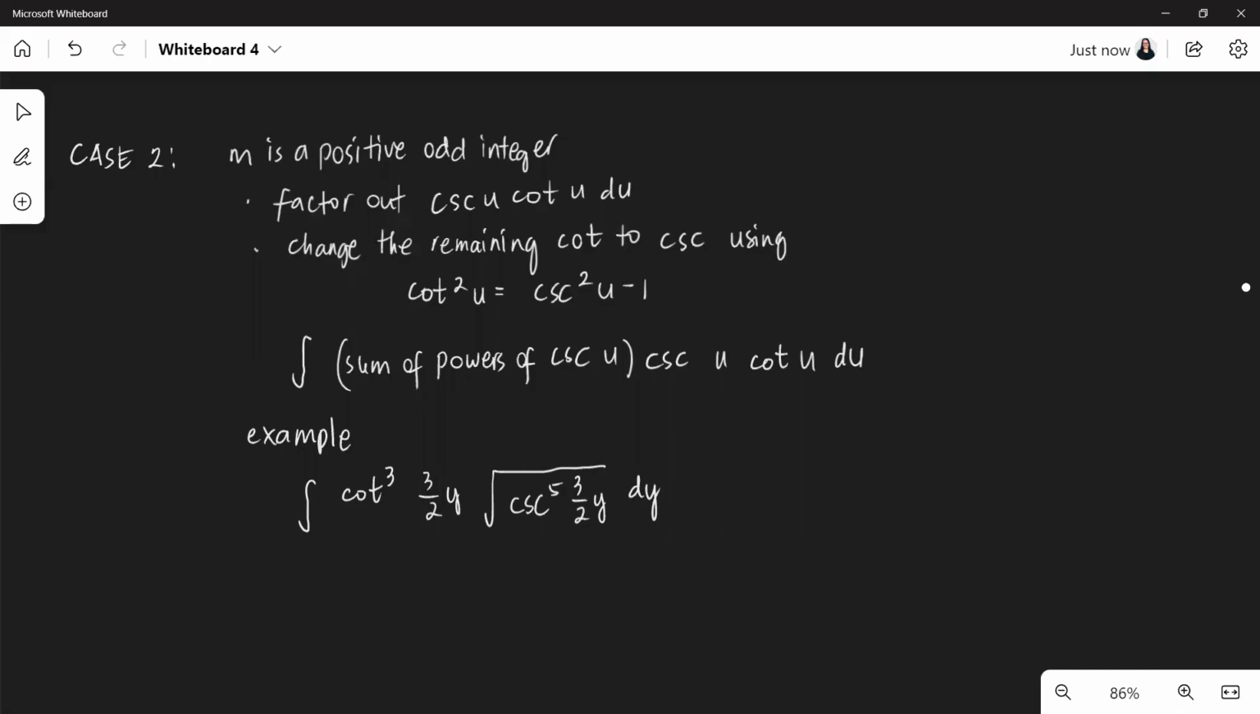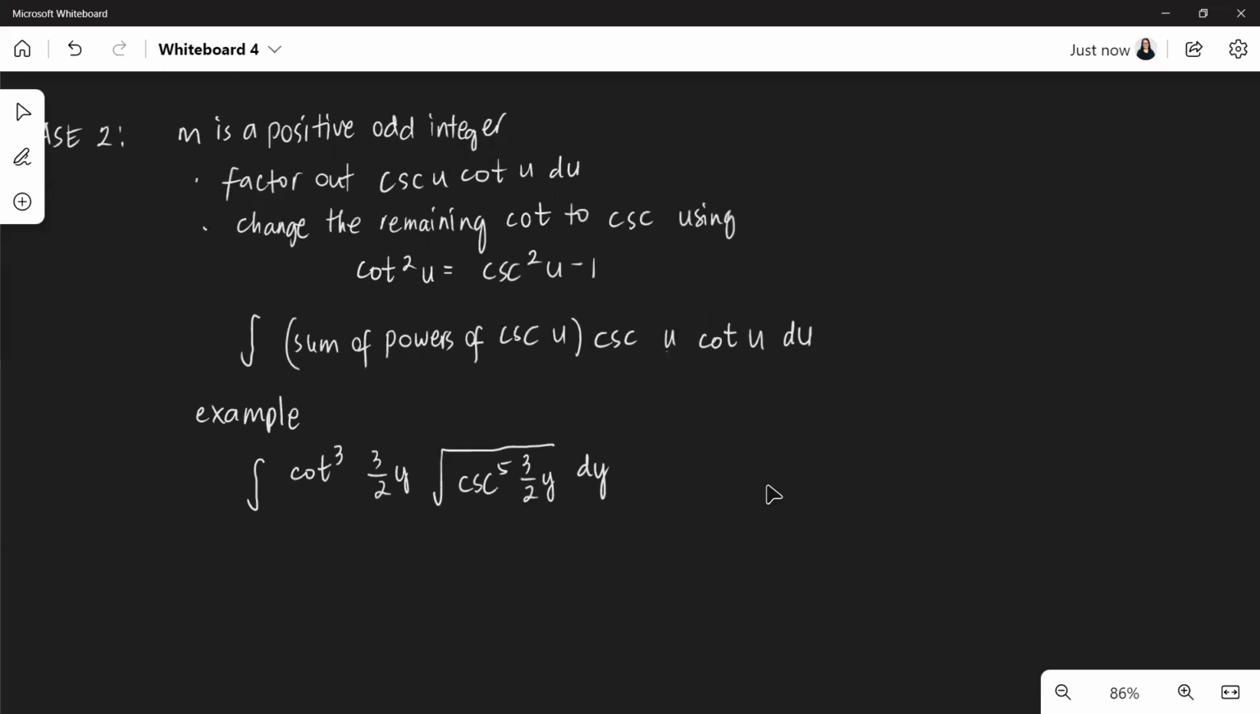So case 2 is if m is a positive odd integer. We factor out cosecant u cotangent u du, then change the remaining cotangent function to cosecant function using this Pythagorean identity, so that you can express it as a sum of powers of cosecant u and then cosecant u cotangent u du. So for example, cotangent here has a positive odd integer exponent.